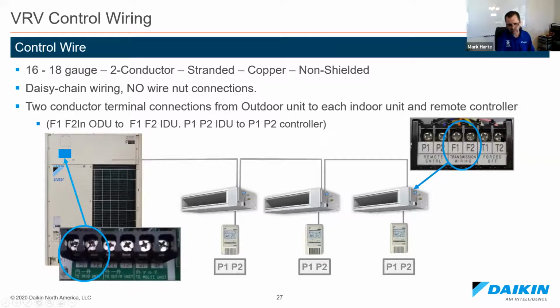T1 and T2 is a forced off. We could tie in a float switch to that. It is not fire life rated. It is not designed for fire life rated, okay? A lot of guys want to tie smoke alarms or smoke detectors into that. And you cannot apply voltage to T1 and T2. It's dry contacts. It's mainly designed for float switches. We could do occupancy sensors on it. There's a few other options we could do with it.